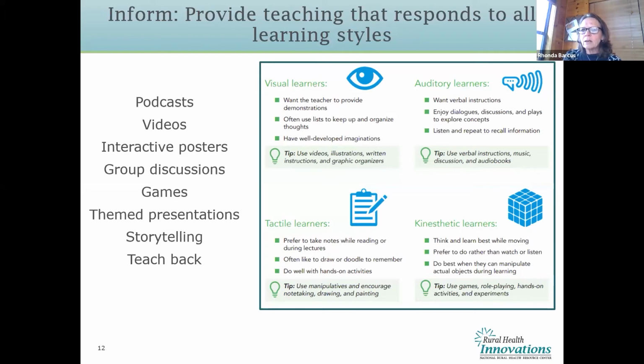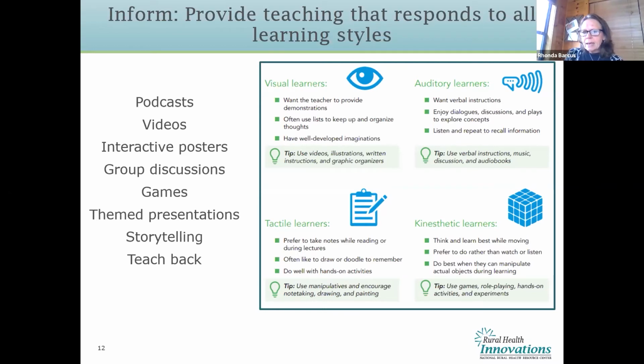Auditory are more likely to want verbal instructions. They might like discussions, and they might need to listen and repeat to recall the information. And again, so for the auditory, verbal instructions, music, discussion, audiobooks. Tactile learners are going to want to be taking notes, maybe doodling or drawing to capture different concepts, and would do well with hands-on activities.